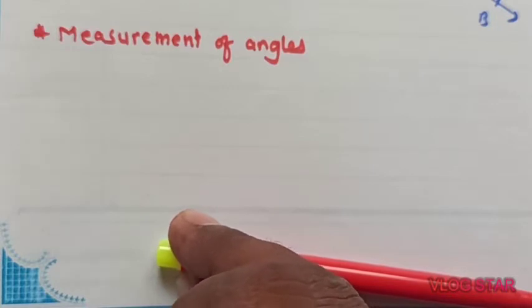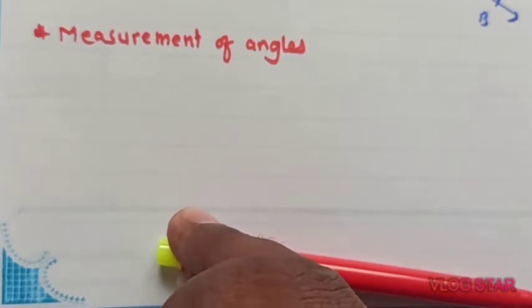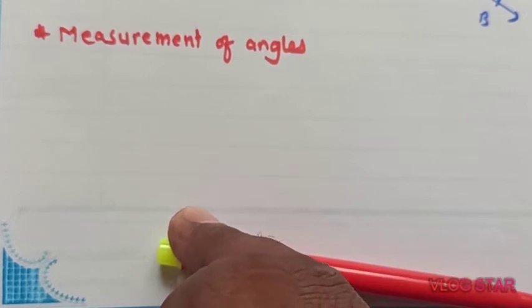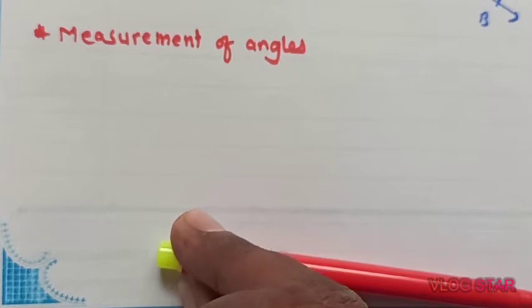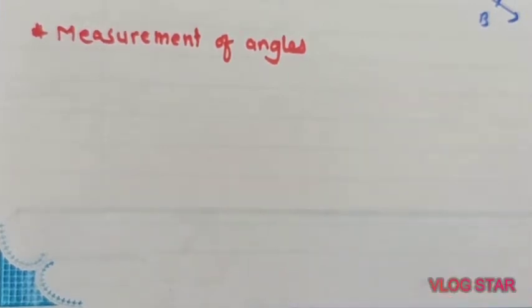So what are the methods to measure this angle? There are two methods we are following for our class 11 syllabus, that is degree measure and radian measure. Degree measure you have already discussed in earlier classes, but radian measure is new for you. So let's start with degree measure, which you have already studied in 9th and 10th.